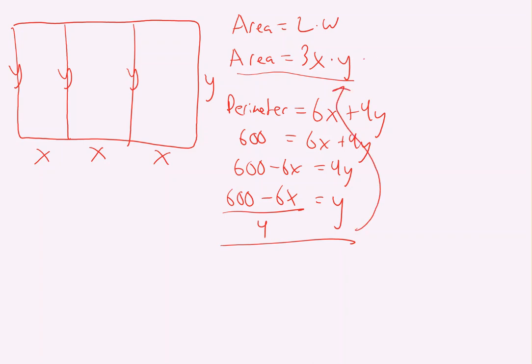Well, plug that in up here. So I've got 3x times the quantity 600 minus 6x over 4. And while that may look messy, now it is an area in terms of x because it only has x values.